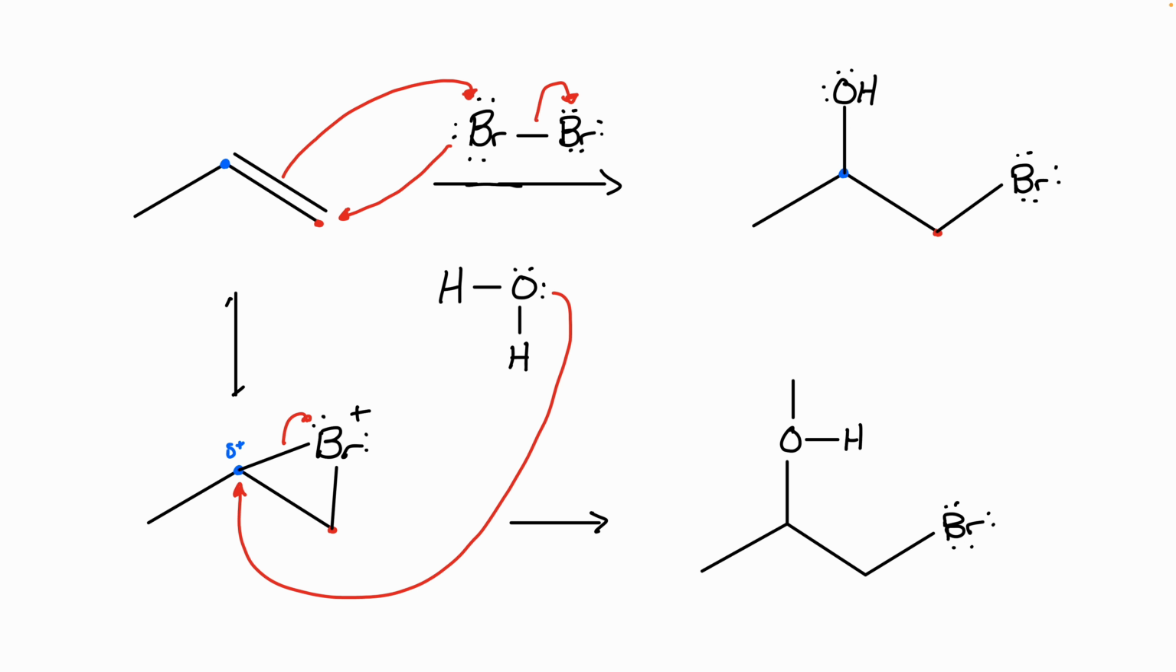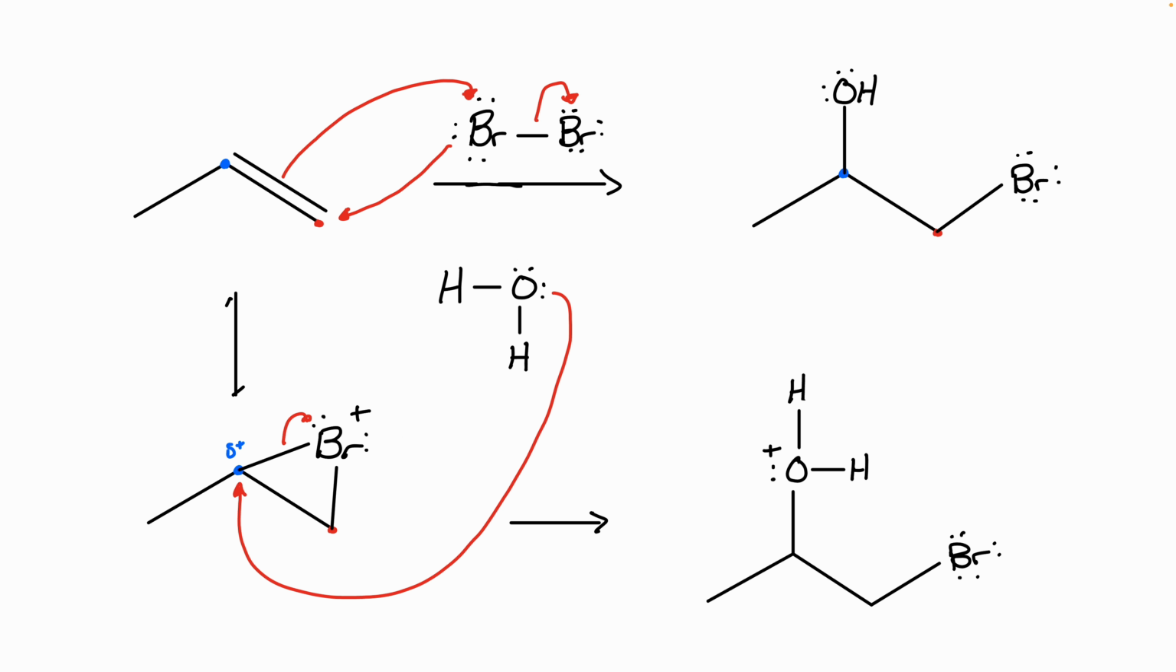And if it's got these 3 bonds here, it should have how many lone pairs? 1. And what should be its charge? Positive. All right, so we're going to have some base come along here to deprotonate.